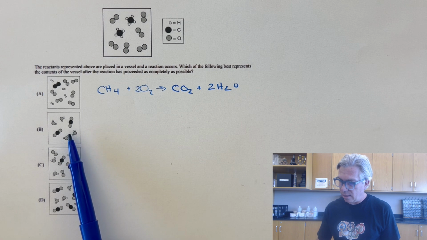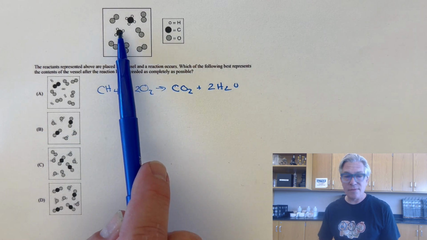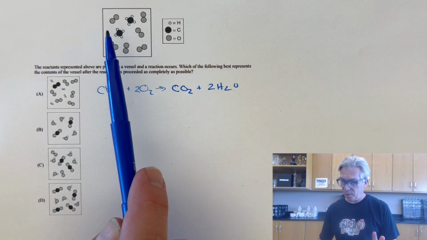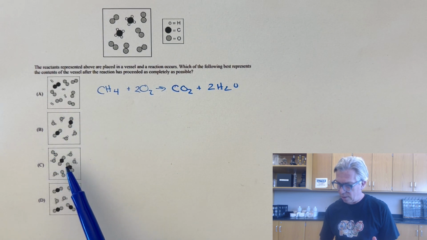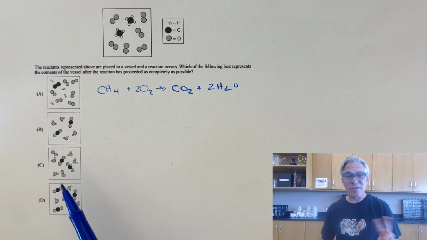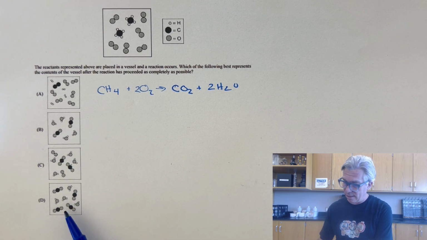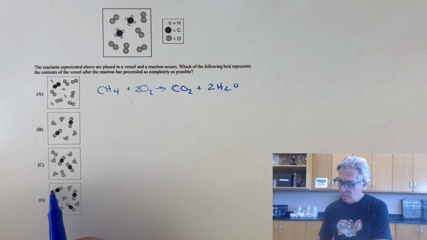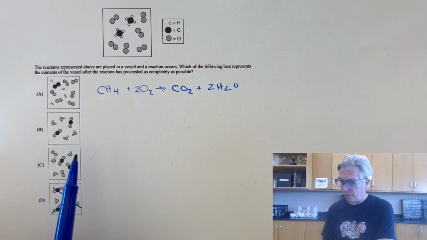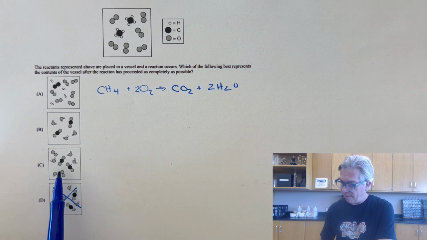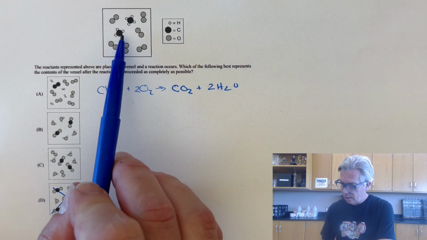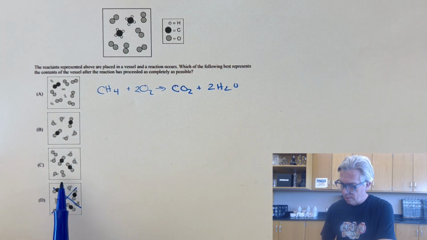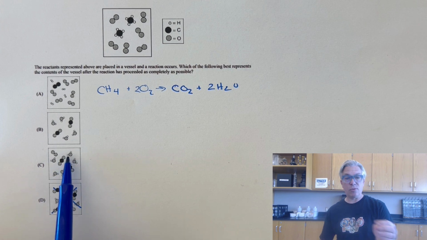Now with 2 carbons, I have enough to make 2 CO2s. So I'm looking for an example that has 2 CO2s. That includes this one and this one. This one has 4 CO2s in it. I don't have that many carbons, so that's out of the question. So I'm looking probably at one of these two. So I've got 2 CO2s. I also have 4 water molecules I can make with those 8 hydrogens. So 2 CO2s, 4 water molecules, and they both have 2 CO2s and 4 water molecules.